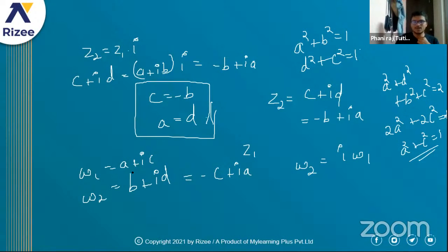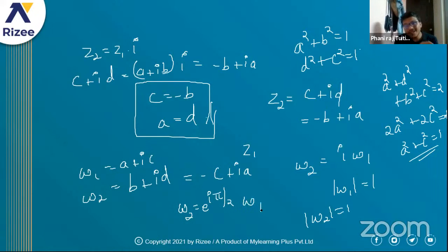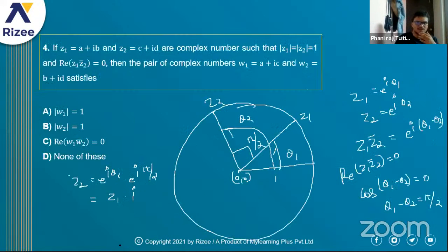That means mod W1 equal to 1. So if mod W1 equal to 1, mod W2 is also equal to 1 because mod I is 1. Now again you see W2 equal to I times W1. That means W2 equal to e power I pi by 2 into W1. So W1 rotated by 90 degrees will give you W2, which is same as saying real part of W1 into W2 bar is 0. We have done it, no? 90 degrees. So option A, option B, option C, all the three are correct.